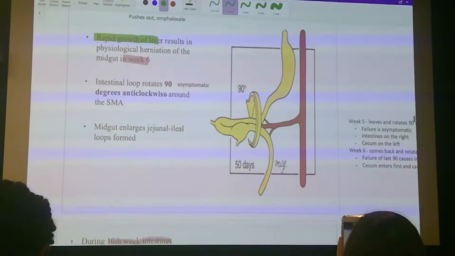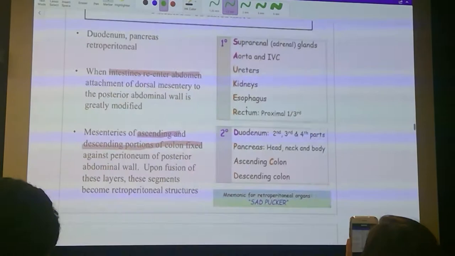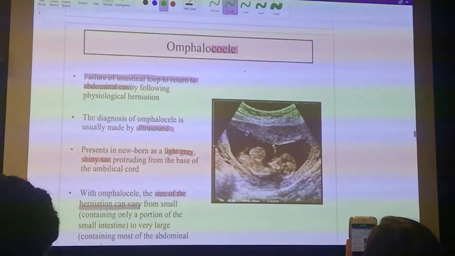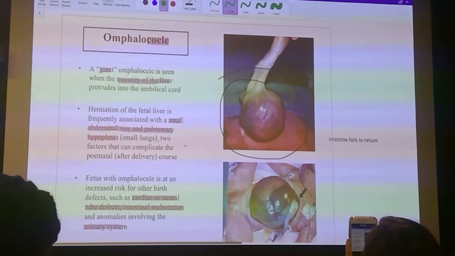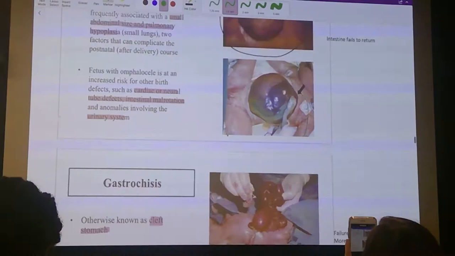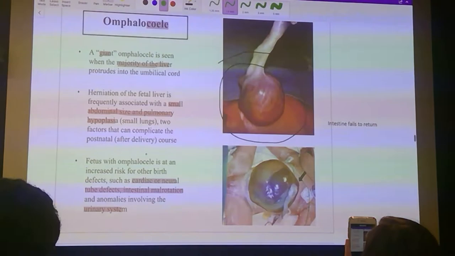Okay, so for this, I'm just gonna skip that part. Okay, omphalocele. So it's sealed. Omphalocele, it's sealed, sealed by peritoneum. And this one is when your intestines fail to return. And just know that this one is associated with chromosomal abnormalities.